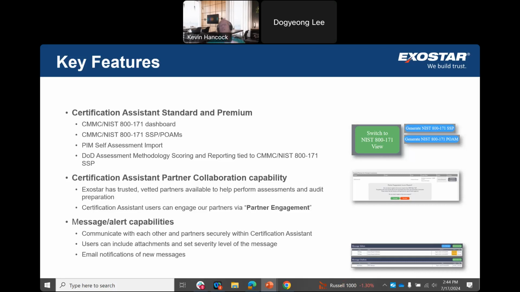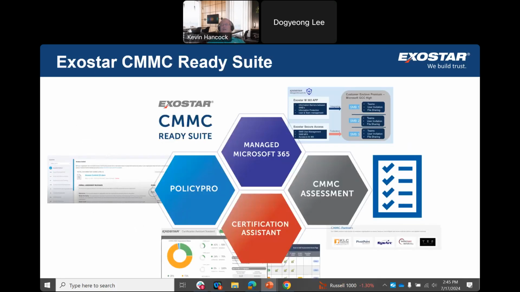You'll get messages and alerts via email from the system itself when these things are due, when a date's been missed, etc. This is part of Exostar's CMMC Ready suite. We've already touched on each of these different portions as well, right?